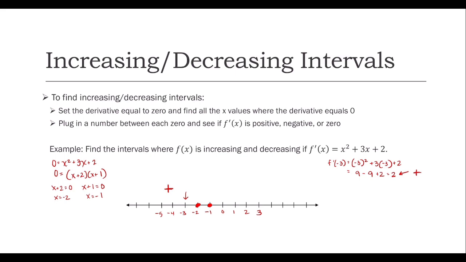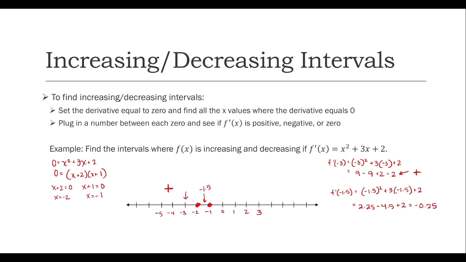Between negative 2 and negative 1, we could plug in negative 1.5. So we'd have f prime of negative 1.5 equals negative 1.5 squared plus 3 times negative 1.5 plus 2. So this equals 2.25 minus 4.5 plus 2, which equals negative 0.25. So this is negative, so our function is decreasing in this middle section here.